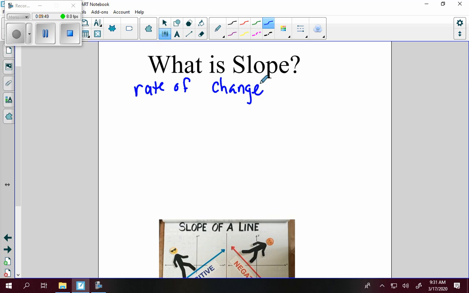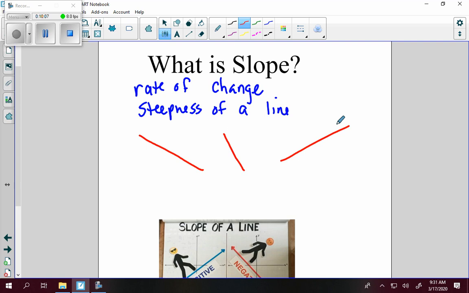Slope is the rate at which the line is changing, the steepness of a line. So if I were to go skiing and my slope was like this versus like this versus like this, then in order to gauge the height of that slope, I would go along an imaginary x line, an imaginary y line. This would be my x, this would be my y. So here I would have to go down, and then I would have to go over.